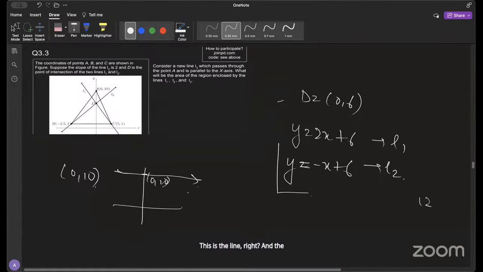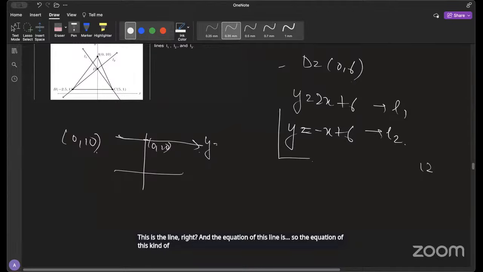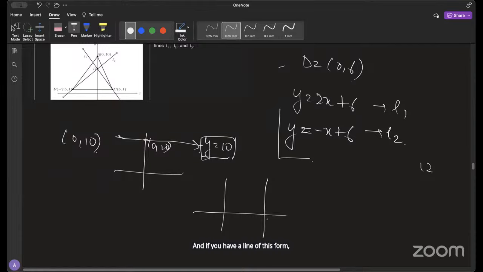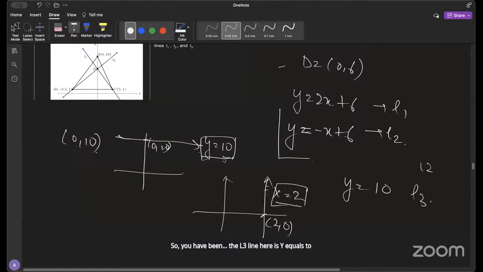The equation of this kind of line is y equals 10. And if you have a line that passes through, let's say, 2 comma 0, and it's parallel to the y-axis, then the equation of this straight line is going to be x equals 2. The y keeps varying here. X is fixed, which is 2. So this is x equals 2, and this is y equals 10. So the L3 line here is y equals 10.